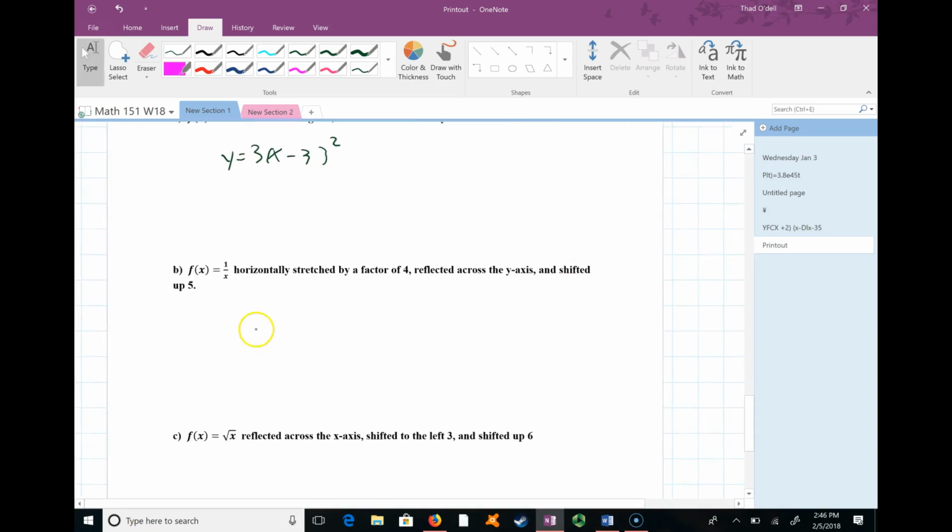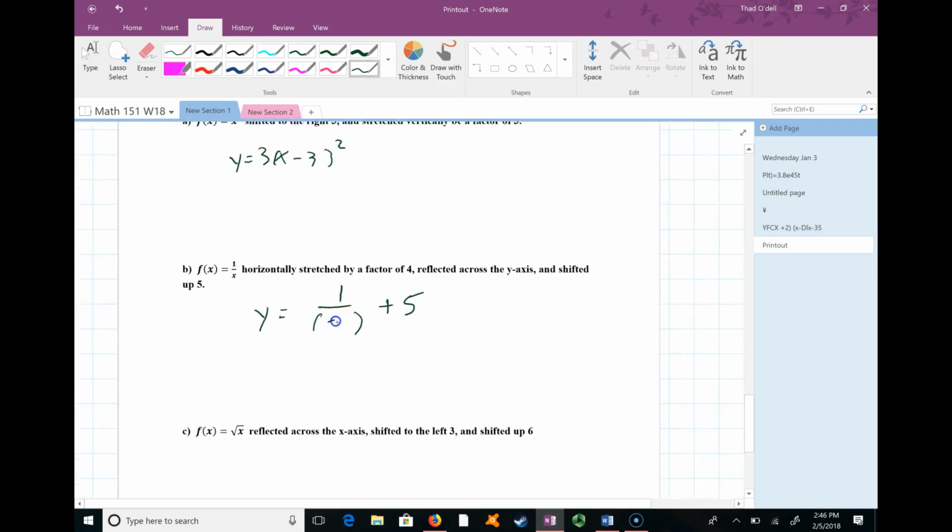Okay, this one here, I'm going to take y equals 1 over something, horizontally stretched by a factor of 4. So, okay, I'm going to go ahead and put my 1 up there for now. Horizontal stretch by a factor of 4, reflected across the y-axis and shifted up 5. So the plus 5 will definitely go out there because that's on the outside. Now what I need to do on the inside is put a negative and a 1/4, because remember there's a reciprocal effect on the inside. So if I'm stretching it 4 times as far away, that means I need to put a 1/4 on the inside. So you could do negative x over 4. That's an option.